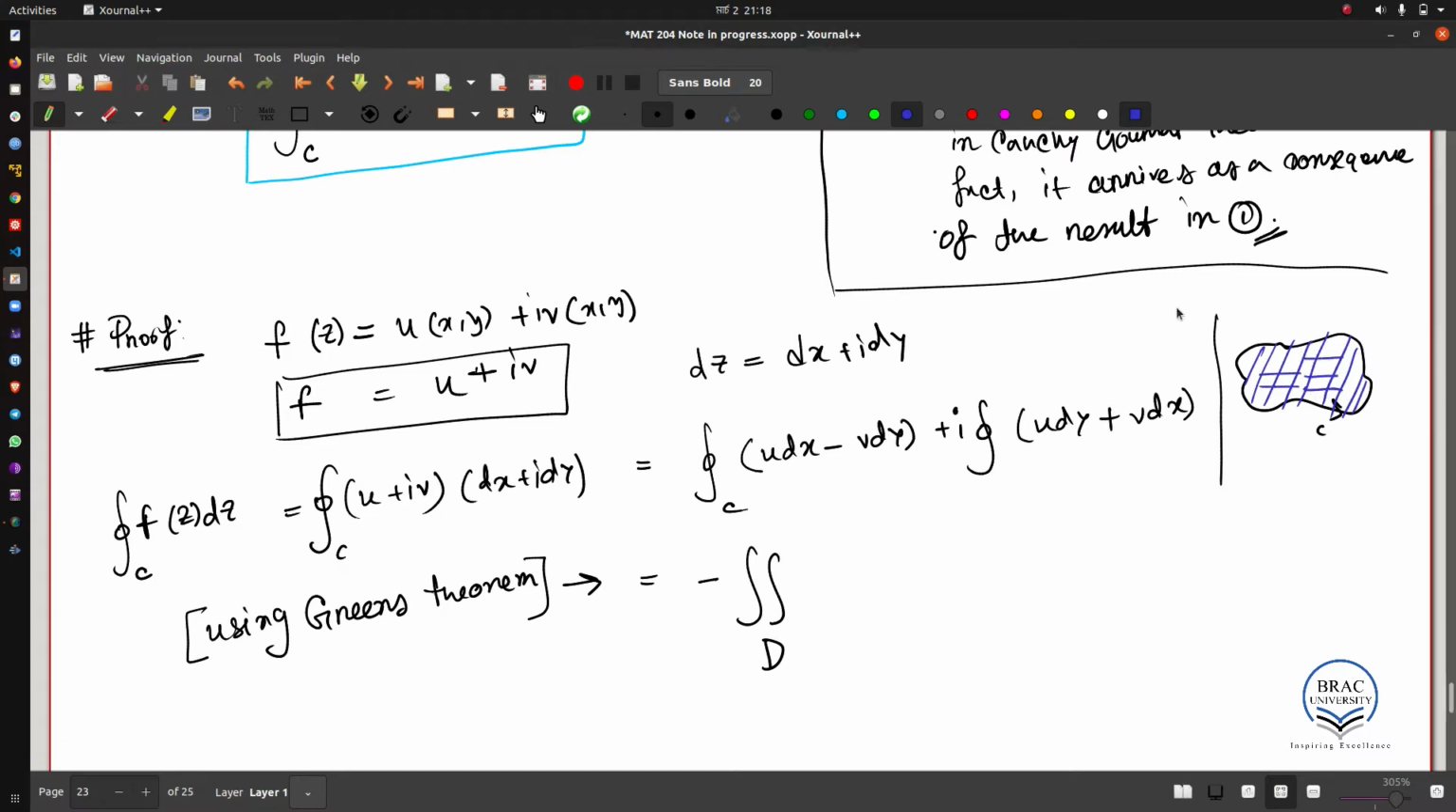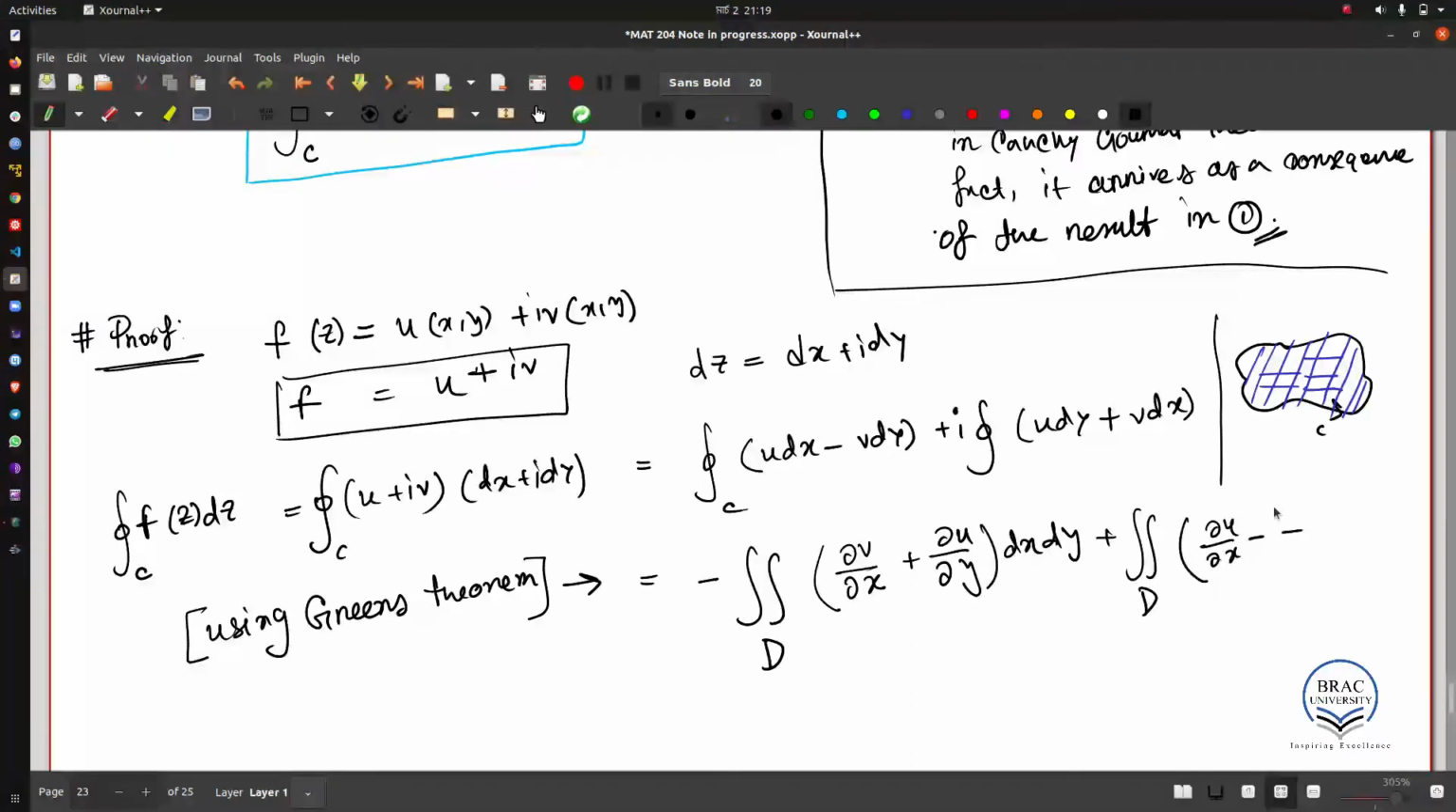Okay, that's what Green's theorem tells you, right? So this u dx minus v dy would become minus the partial derivative of v with respect to x, minus the partial derivative of u with respect to y, and then there would be the integration measure dx dy. Similarly, you will have a double integral over this region, or so to say in terms of complex analysis, the domain, which is more appropriate to use. This would be just this one, dx dy.